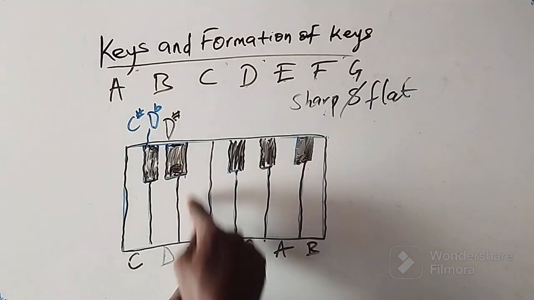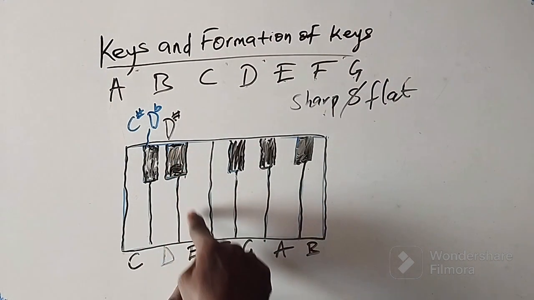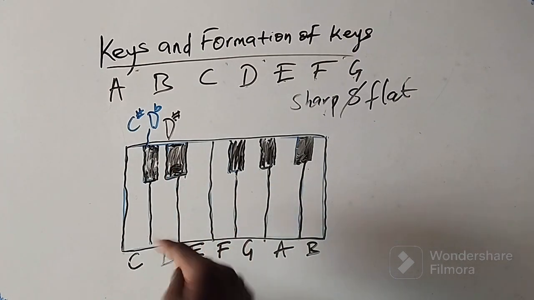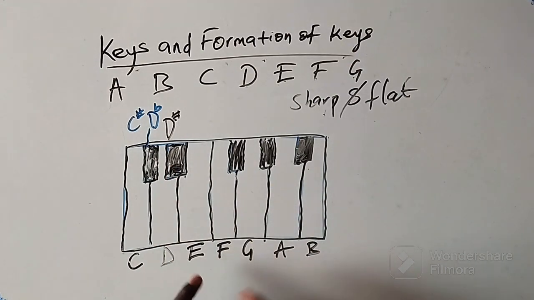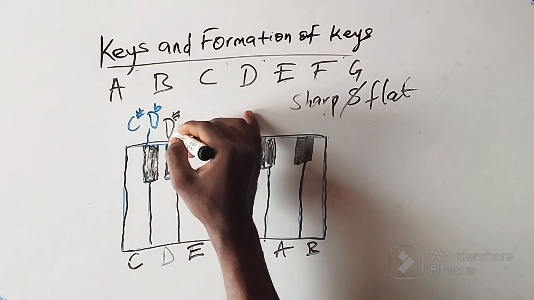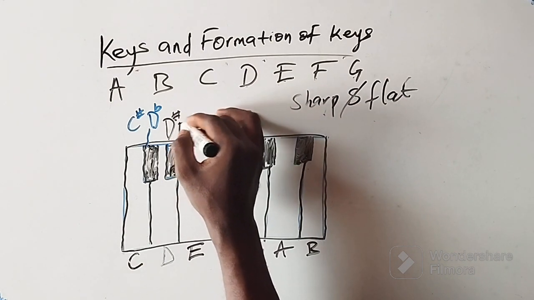Then coming to E flat, it is at the back of E, so it flattens E, so we call it E flat. So they have two names.